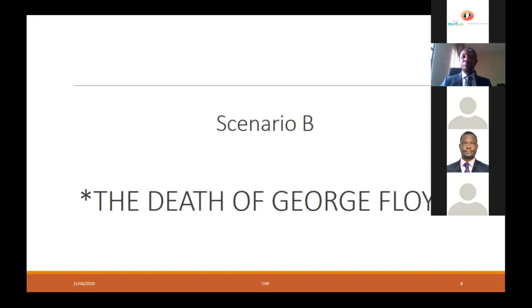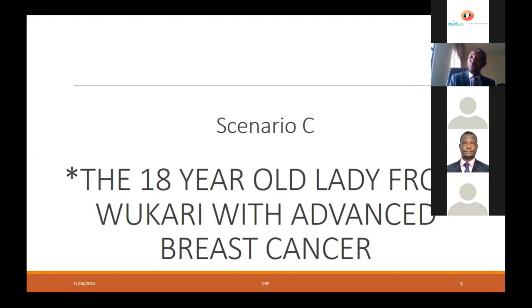Whether the man died of his own accord with support from the fact that he had a knee to his neck, or whether the kneeling on his neck actually caused his death. And when he actually died, whether he died in the ambulance on the way to the hospital or before he was even placed in the ambulance. An autopsy finding would tell that.